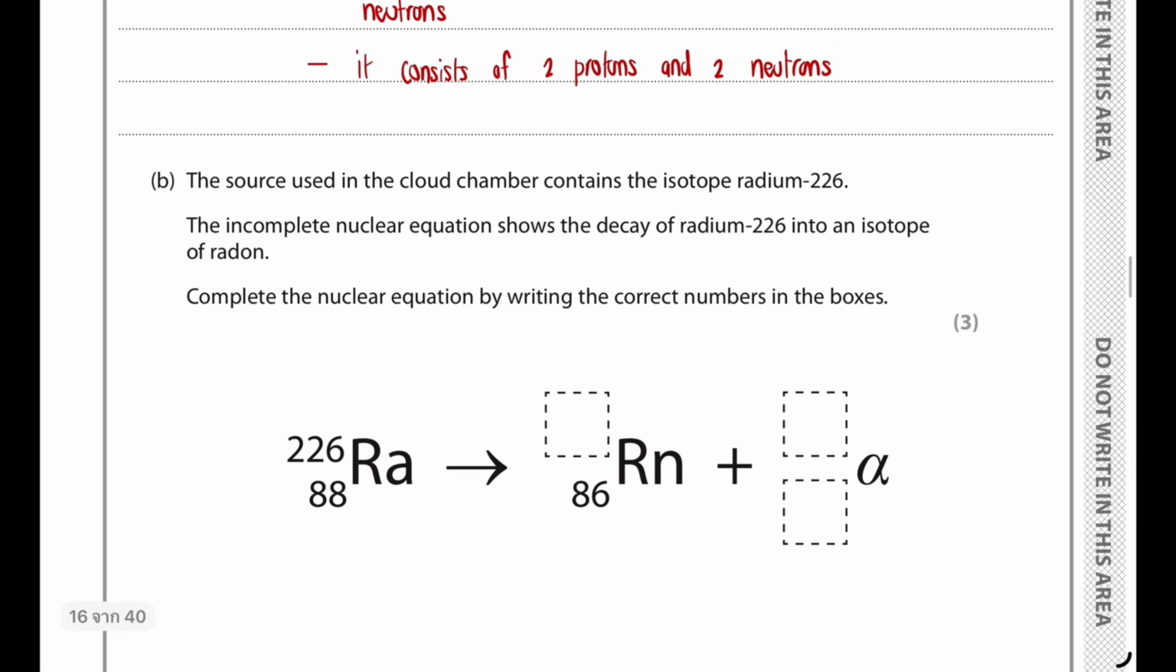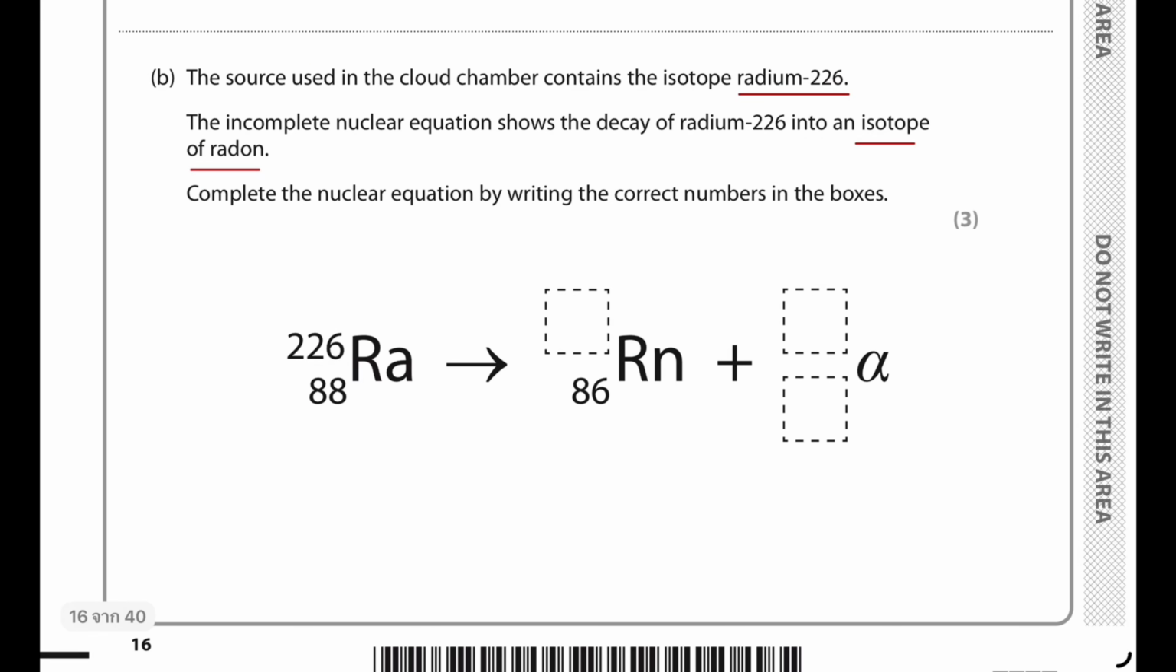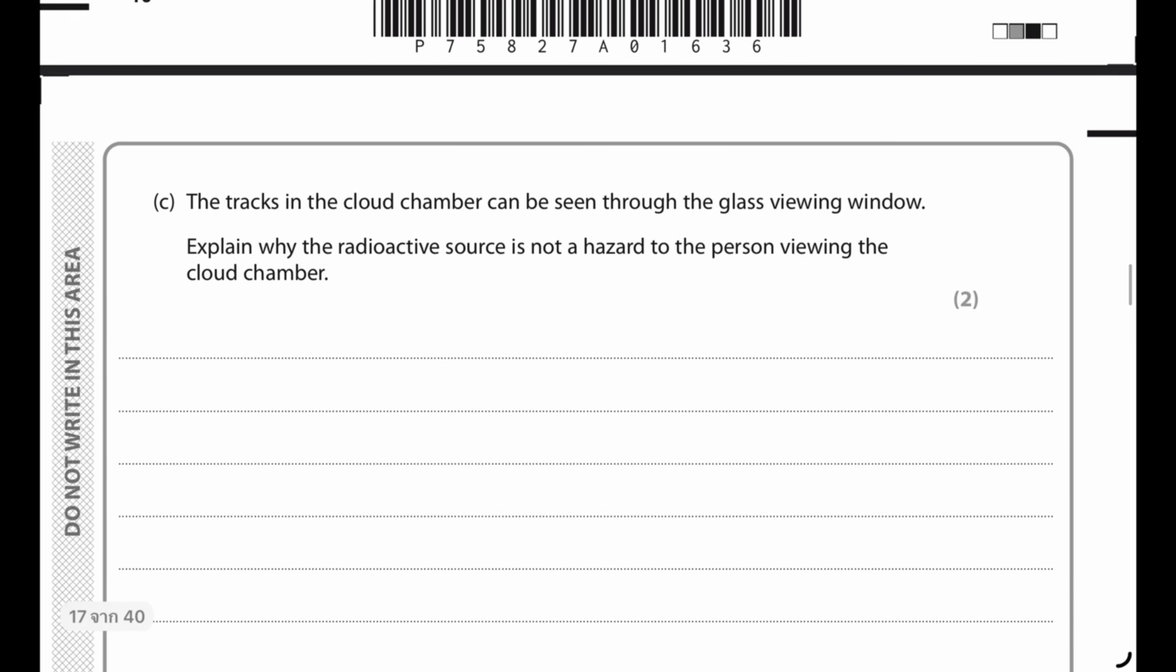Question B. The source used in the cloud chamber contained the isotope radium-226. The incomplete nuclear equation shows the decay of radium-226 into an isotope of radon. Complete the nuclear equation by writing the correct numbers in the boxes. So it will be 2 and 4 here for the alpha radiation. So this one will be 222 because 222 plus 4 equals 226.